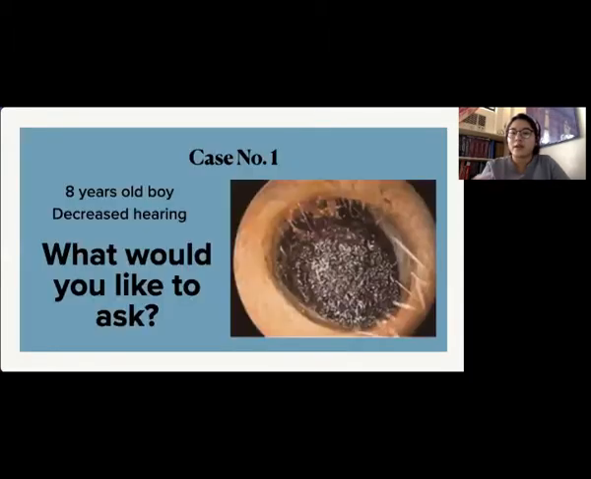So let us go to our first case. We have case number 1. An 8-year-old boy came to you with decreased hearing. So what would you like to ask?